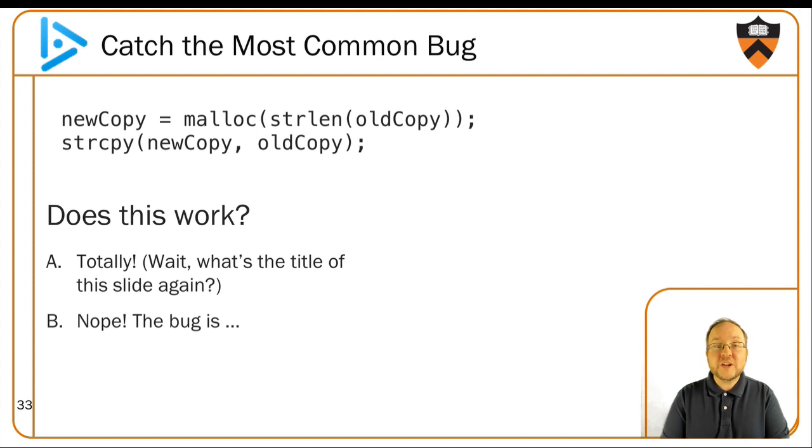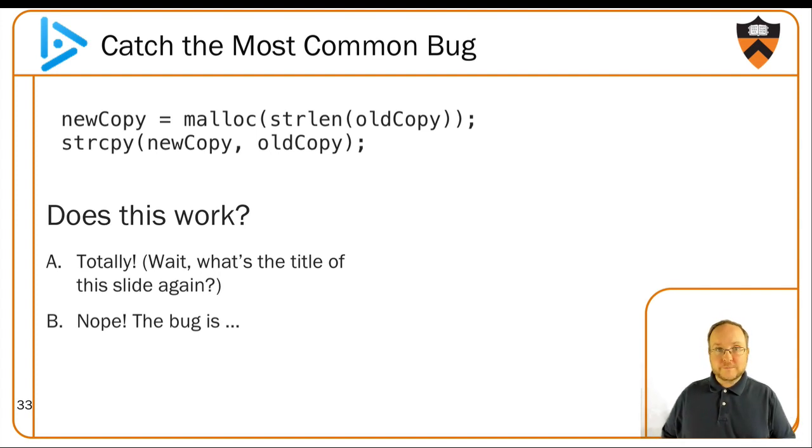All right, so finishing up this lecture, let's take a look at two quick concept questions for dynamic memory. Here's the first one. Take a look. We have new copy pointed at the result of calling malloc on strlen of old copy. And then we strcpy old copy into new copy. So we're allocating space and then doing a copy of the string.